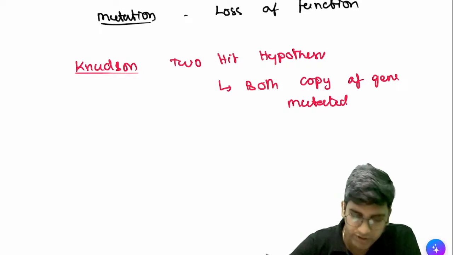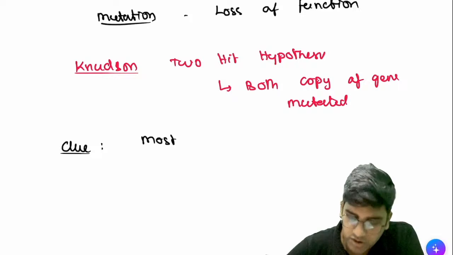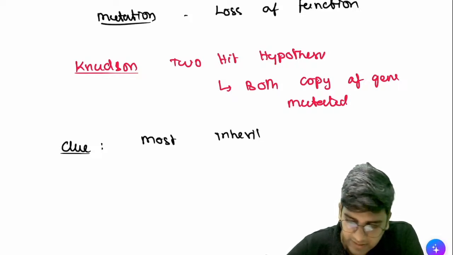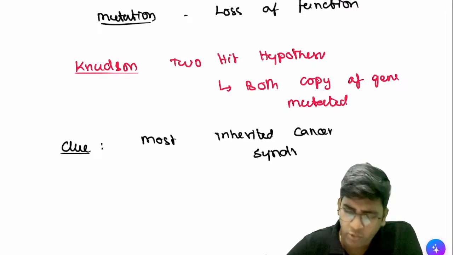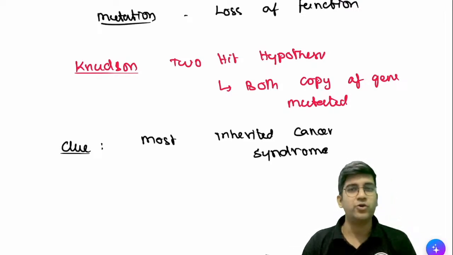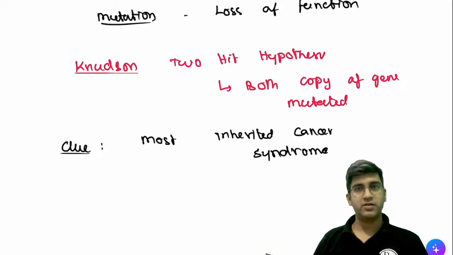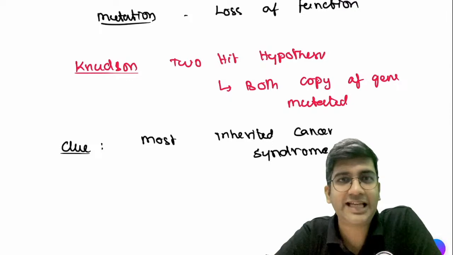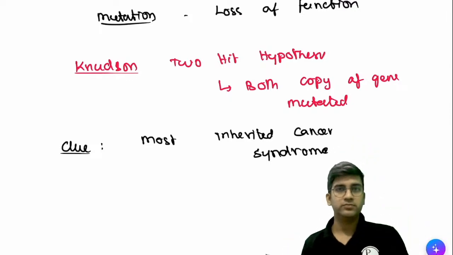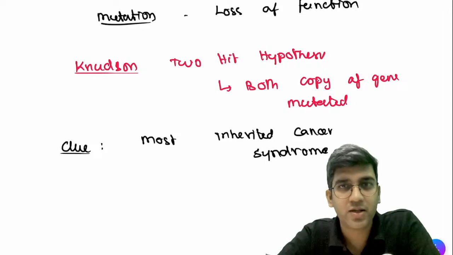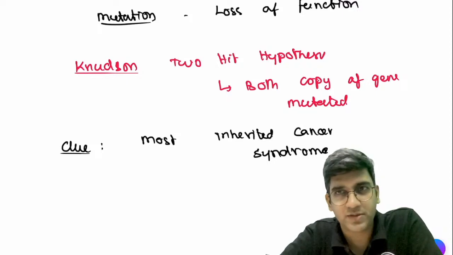I'll have a subtle clue here. The clue is how to identify tumor suppressor. Most inherited cancer syndromes will be tumor suppressor. Most of them. One exception we already read, MEN syndrome. MEN syndrome is proto-oncogene. Most of the inherited cancer syndrome is tumor suppressor. Can you guys give any one example of an inherited cancer syndrome? Any one example, inherited cancer syndrome. You should remember. Surgery postings, surgery, you must have read about multiple colonic syndromes. At least one.